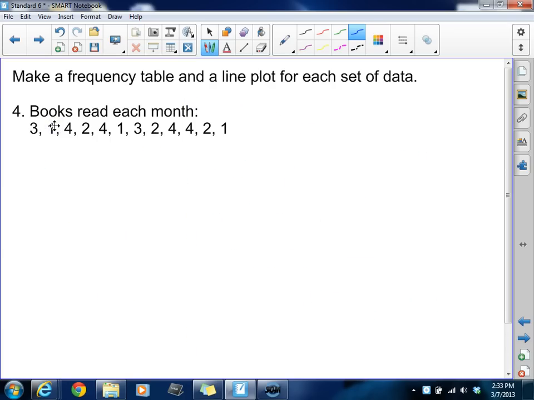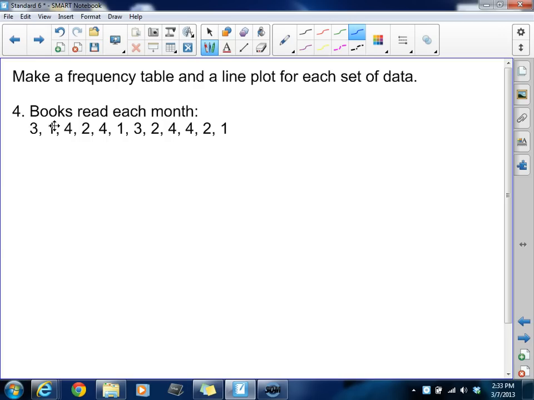All right, next we're going to be talking about frequency tables and then line plots. Now remember, when we talked about this in class, we learned that you can actually see the shape of data. You can see what numbers had the biggest amount and the fewest amount. Those ideas are going to be very helpful for us as we look at data. So here I have a list of data. I have books read each month.